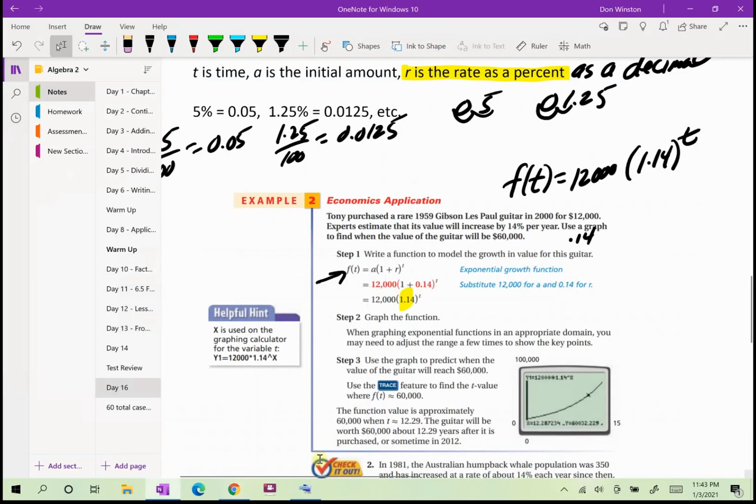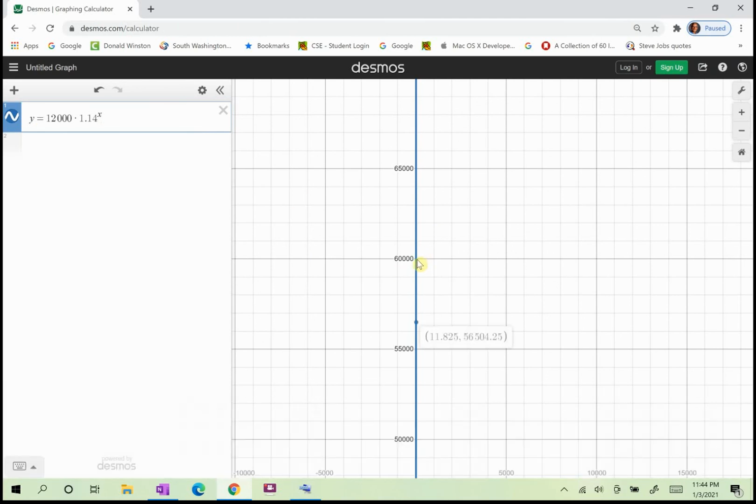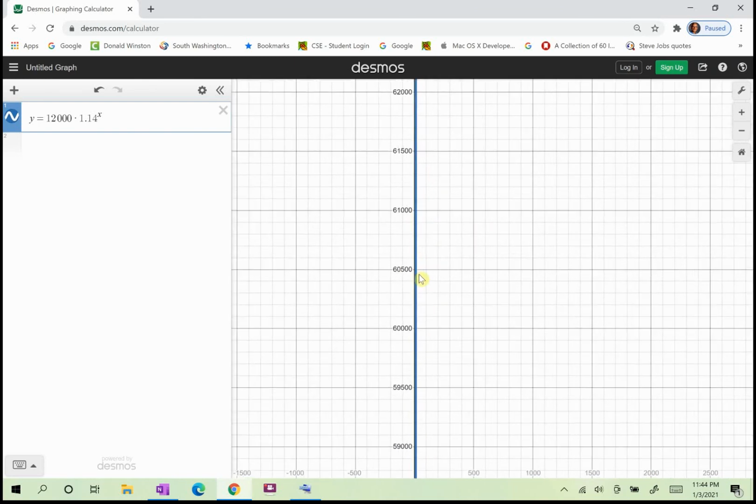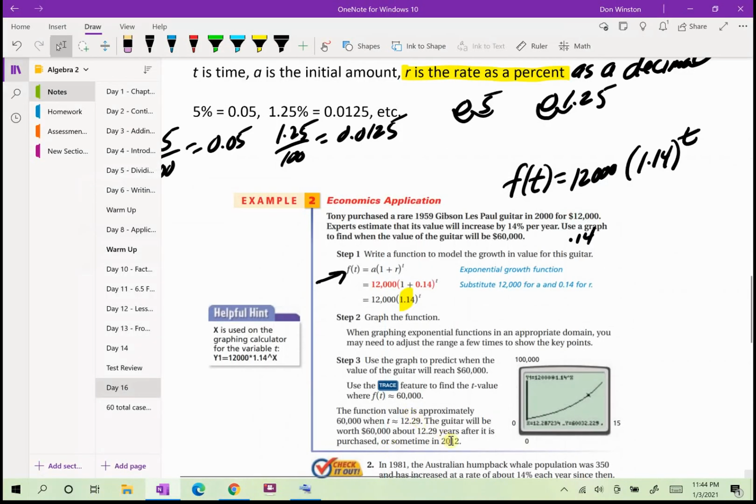All right, so about 12.29. Let's see if we actually see that on decimals. That gives us about 11 or so. Kind of tough to get here. 60,000, well, about 12 years, I guess. All right, about 12 years. 12.29 years using our graphing calculator.